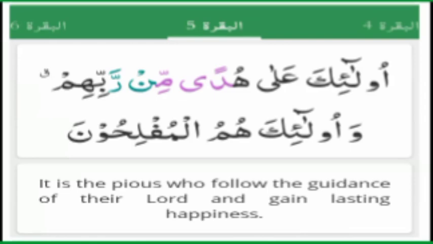أولئك على هدى من ربهم وأولئك هم المفلحون.